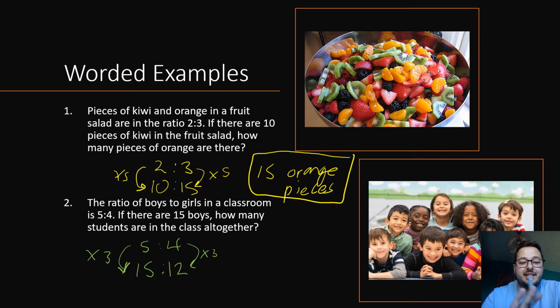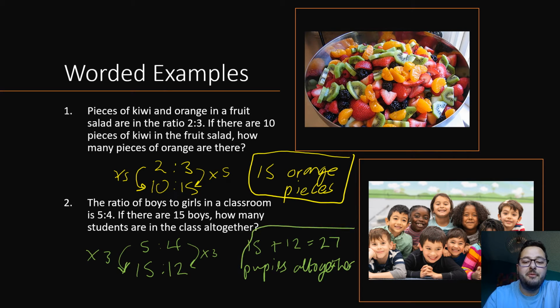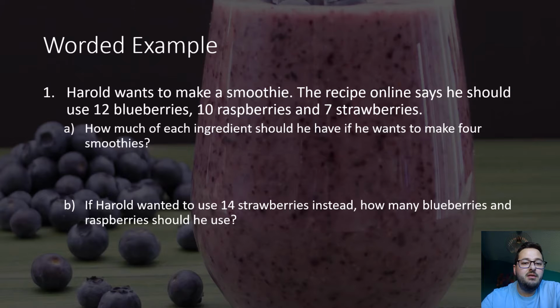Now the question is asking how many students are in the class altogether. So we just need to do 15 plus 12, which will give us 27 pupils altogether. All right, and then finally, here's another worded example. Feel free to pause and have a go yourself. Otherwise, we'll do them together.